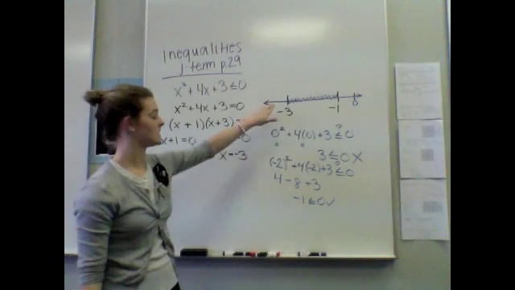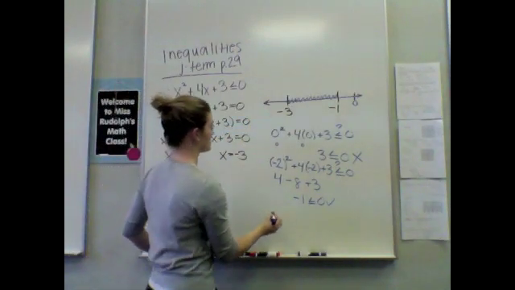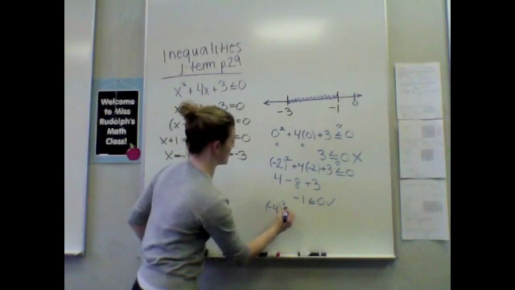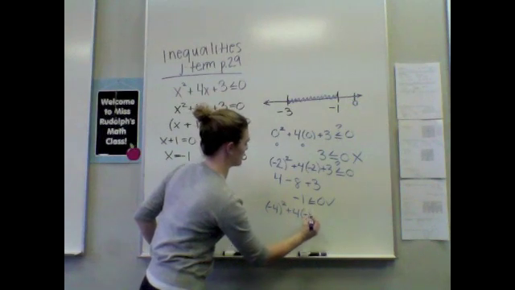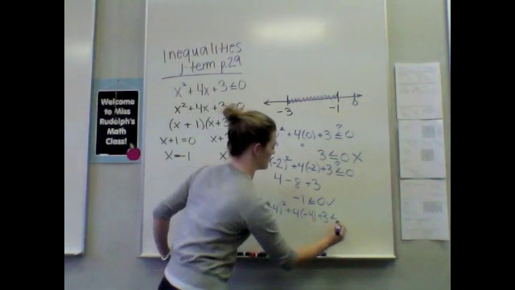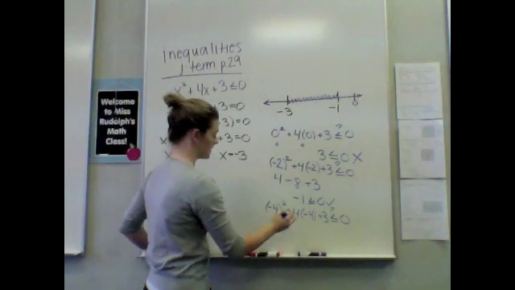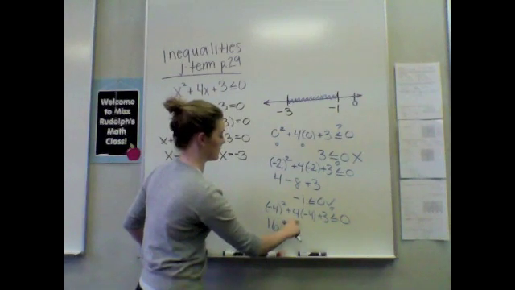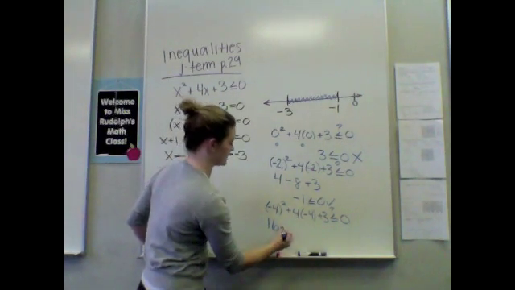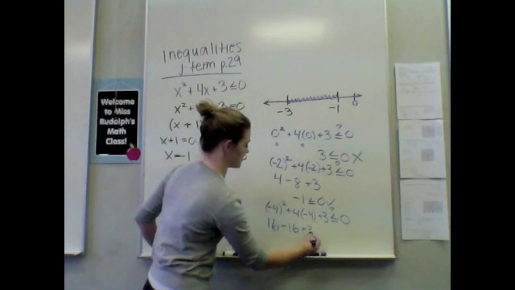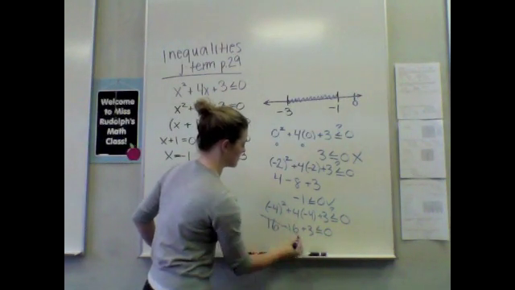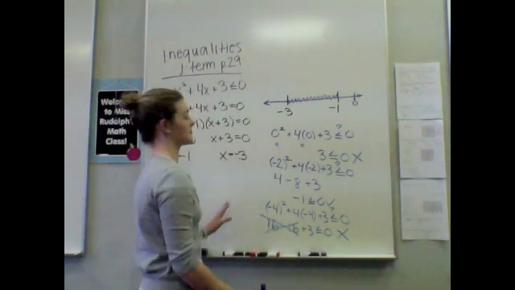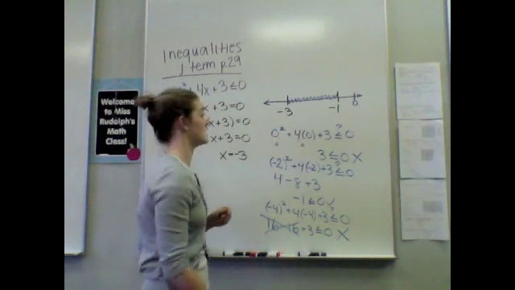Just to be sure, I want to test also values that are less than -3. So let's try -4. -4 squared plus 4 times -4 plus 3, and I'm questioning whether it's less than or equal to 0. -4 squared is 16. So we have now plus 4 times -4, so that's -16 plus 3 less than or equal to 0. These go away because we have 16 minus 16. And as we said before, 3 is not less than or equal to 0. So that means I am between -3 and -1.